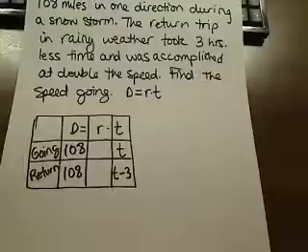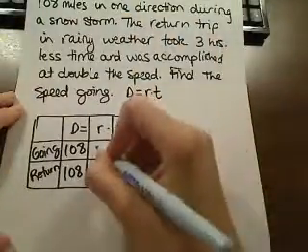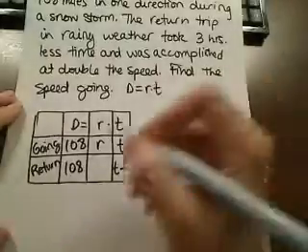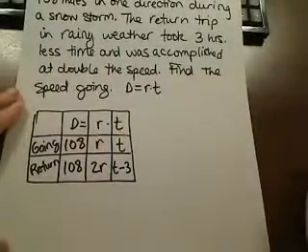Okay. And then if we look at the rates, again, we don't know what the rates are, but they do tell us that the return trip was accomplished at double the speed. So if we let the going rate be r, then the return rate, double that, would be 2r.